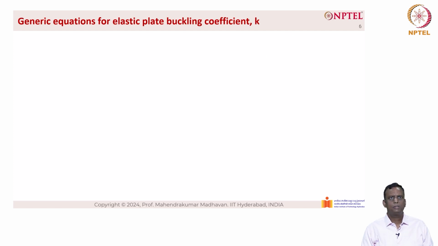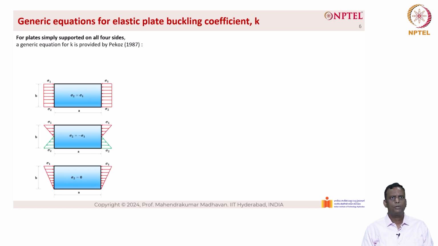So let's talk about the generic equation for elastic plate buckling coefficient k. For plates simply supported on all four edges, a generic equation for k is given by Peacock in 1987. The value of k sub c is given as 4 plus 2 into (1 minus psi) the whole cube plus 2 into (1 minus psi), where the stress ratio psi is defined as minimum stress sigma 2 divided by maximum stress sigma 1.